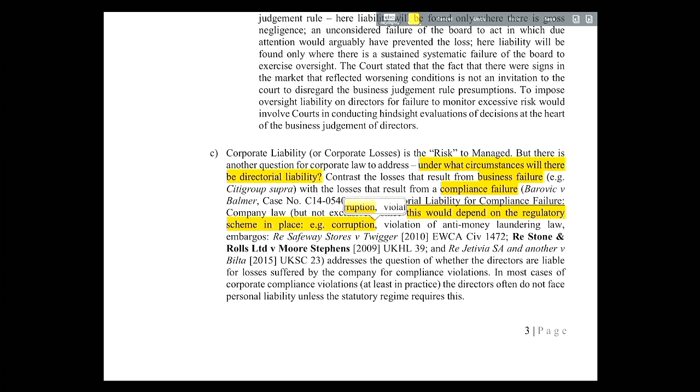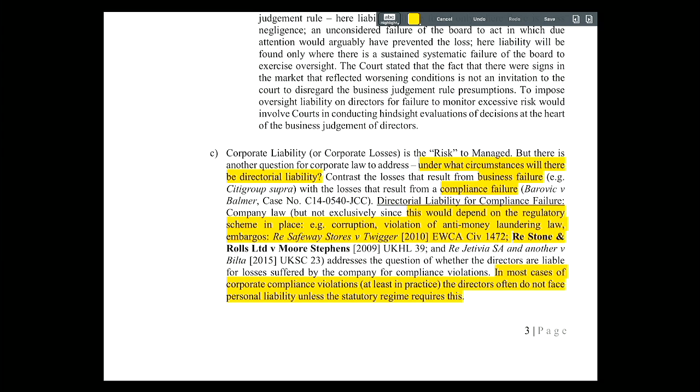So think about corruption, violation of anti-money laundering laws and all that. And I said, in most cases of corporate compliance violations, directors often do not face personal liability unless the statutory scheme requires this. And there's no finer place to see this than in the Safeway case, you know, Safeway Stores and Twigger.